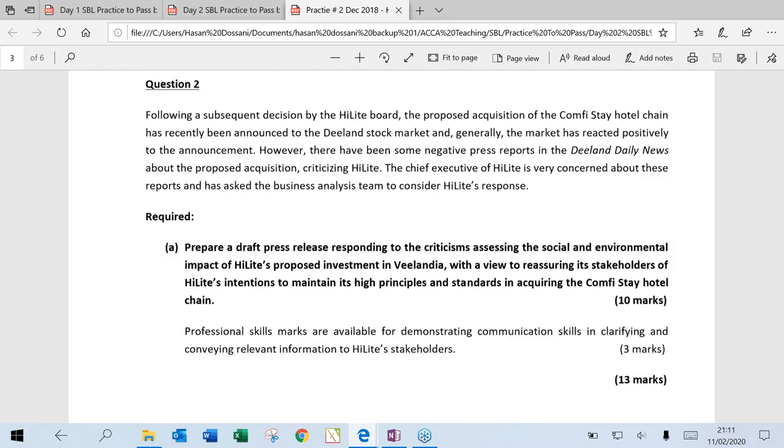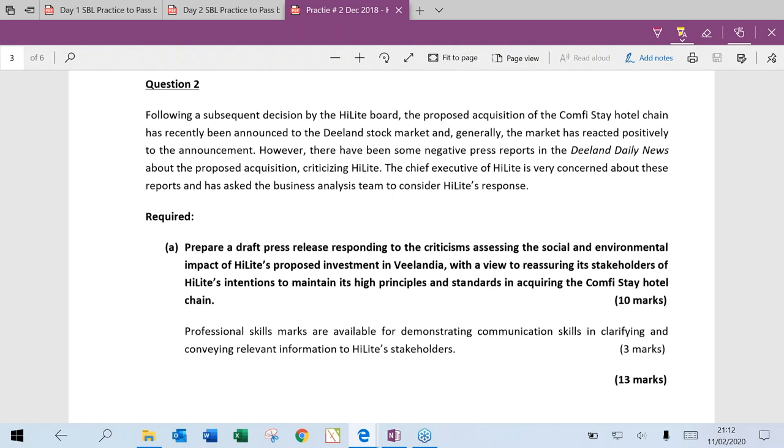Following a subsequent decision by the Highlight board, the proposed acquisition of the Comfy Hotel has recently been announced to the Dlan stock market, and generally the market has reacted positively to the announcement. However, there have been some negative press reports in Dlan Daily News about the proposed acquisition, criticizing Highlight. The chief executive of Highlight is very concerned about these reports and has asked the business analyst team to consider Highlight's response.